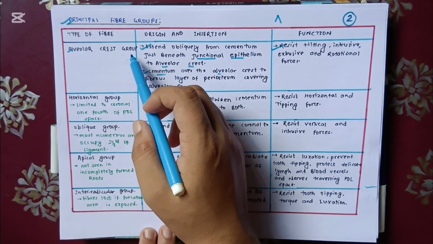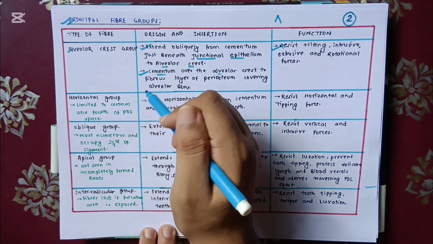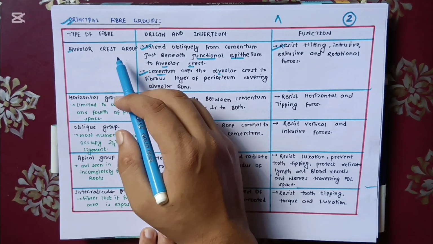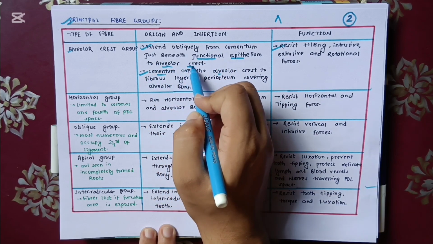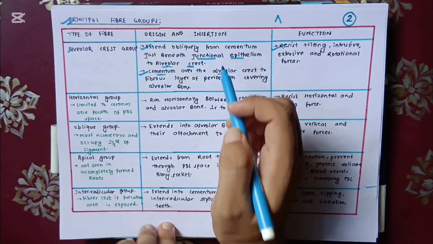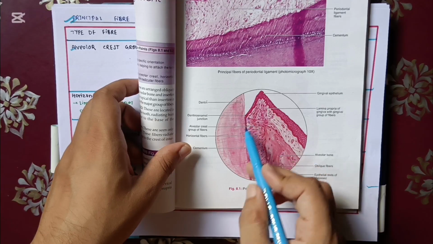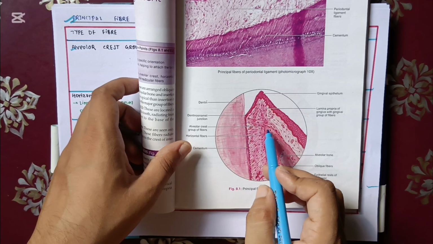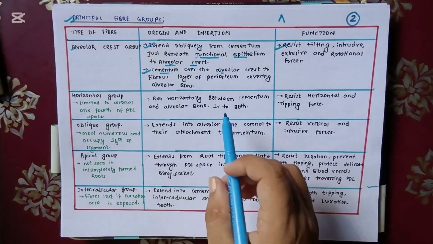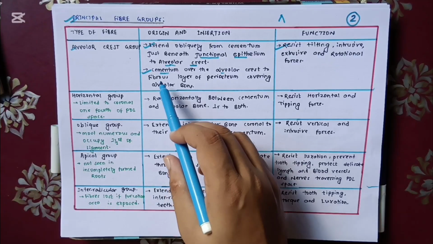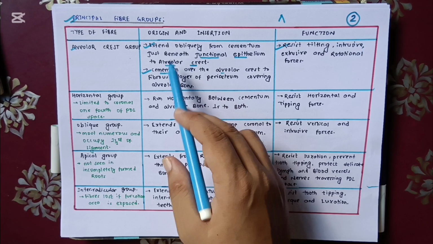Alveolar crest group, as the name signifies, means the fiber must originate from the alveolar crest. It extends obliquely from the cementum just beneath the junctional epithelium to the alveolar crest. I'll show you the picture, then it will be more clear. This is the junctional epithelium and this is the cementum. It extends from the cementum just beneath the junctional epithelium to the alveolar crest. Similarly, in the next point, from the cementum over the alveolar crest to the fibrous layer of the periosteum covering the alveolar bone. You can also remember this point, but the most important point is this.